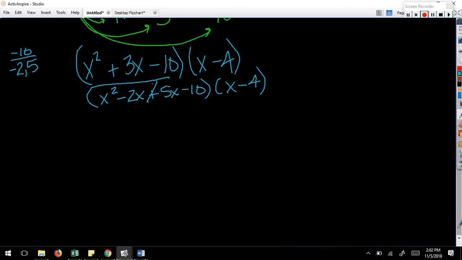What can you take out of the first two terms? X. What's left? Keep the middle sign. What can you take out of the last two? 5. What's left? X minus 10. That's the 2.